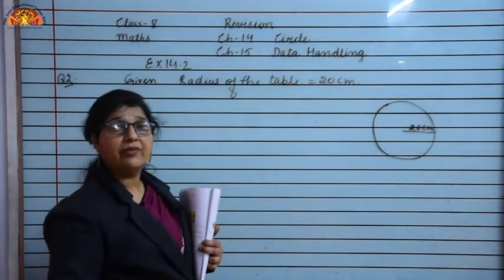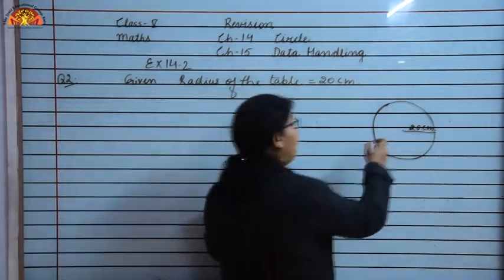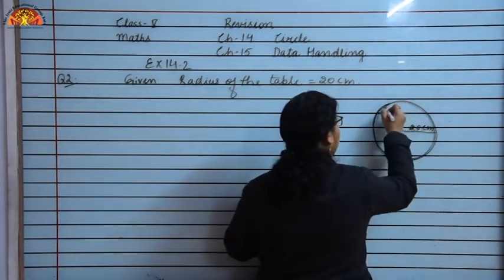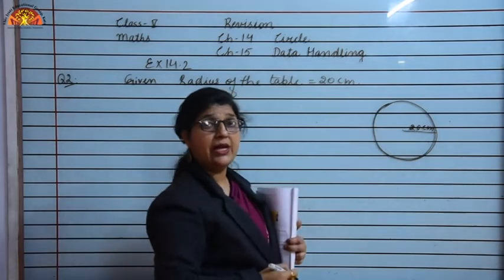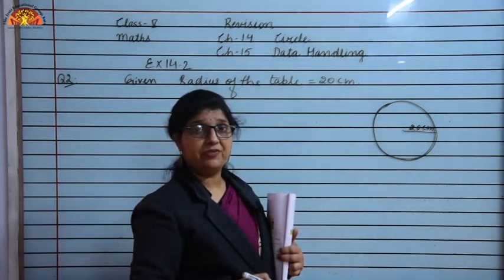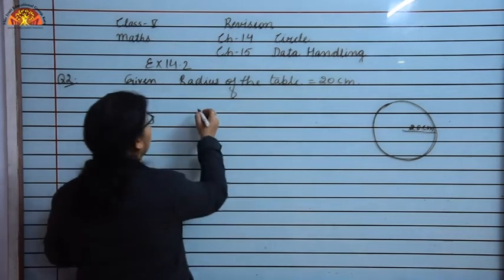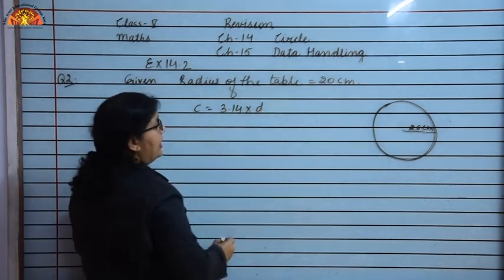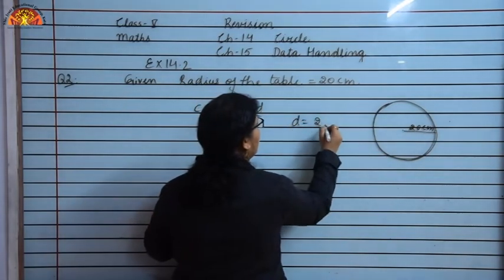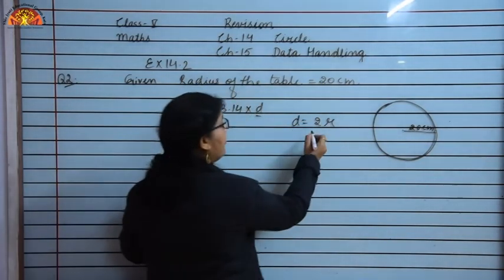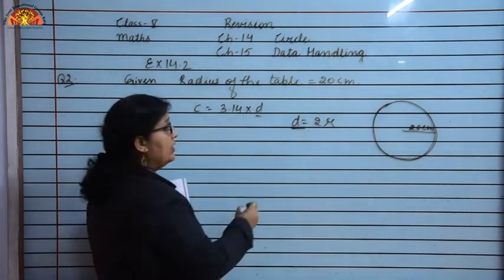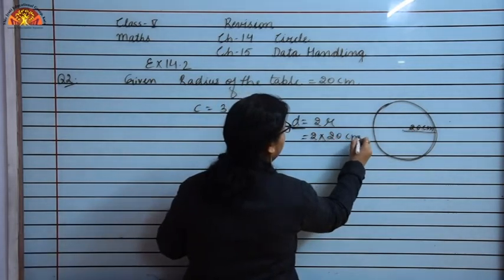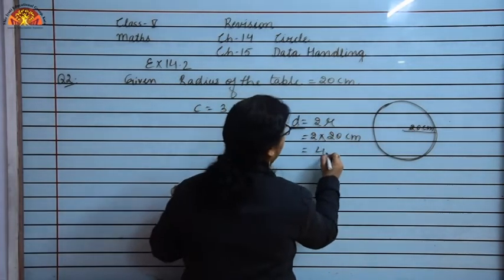Now to cover these 7 tables, what do we need? First we find the circumference of one table, because we need the length of the circle. Circumference means the perimeter of the table. And the formula for that is C is equal to 3.14 multiplied by D, and D is equal to twice R. So first we find the diameter of the circle by this formula. So 2 multiplied by 20 centimeter is equal to 40 centimeter.